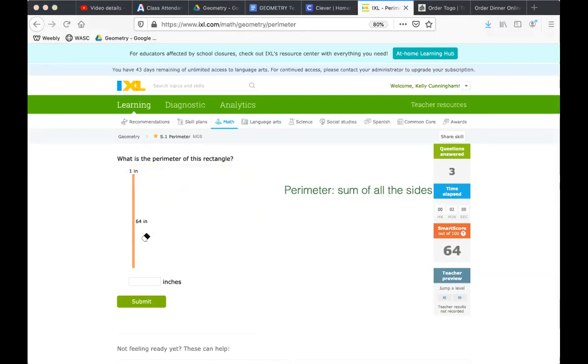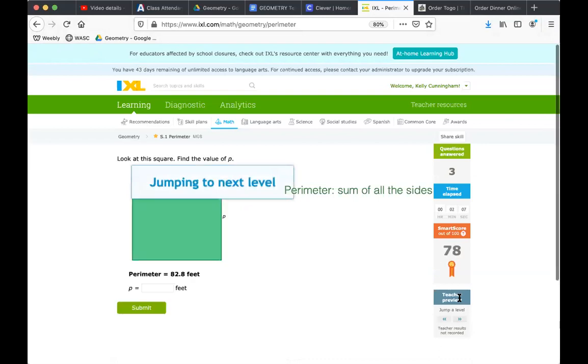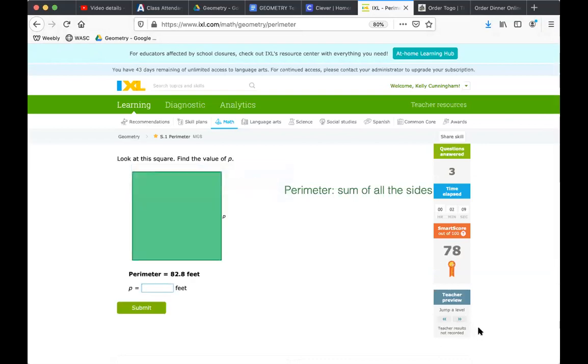Okay, now they're just having fun with the pictures, giving you funky ones. So enjoy this perimeter lesson. Now this one is where they're going backwards. Here's where they're giving you the perimeter, and then they give you the picture and they want you to find the dimensions. So this is a square.